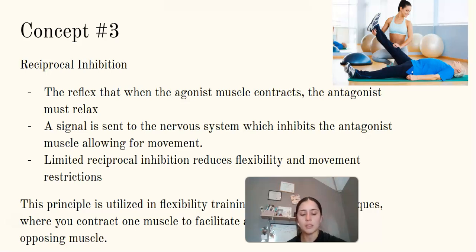Using this technique by contracting one muscle group to relax the opposing group will allow for a deeper stretch. So, again, for example, here we're stretching the hamstring. We want to contract the quad in order for the hamstring to relax and go into a deeper stretch.